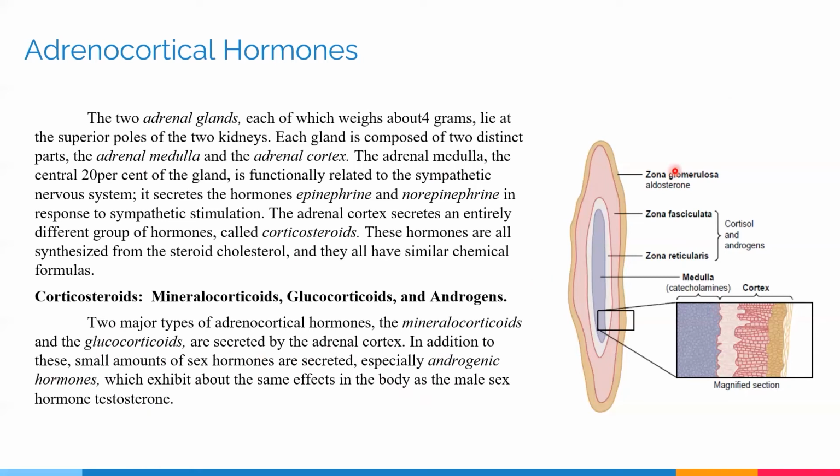In this particular schematic, we have shown a cross-sectional view of the adrenal glands, which include the zona glomerulosa, which secretes aldosterone; the zona fasciculata and the zona reticularis, which release cortisol and androgens; and the medulla, which releases catecholamines.